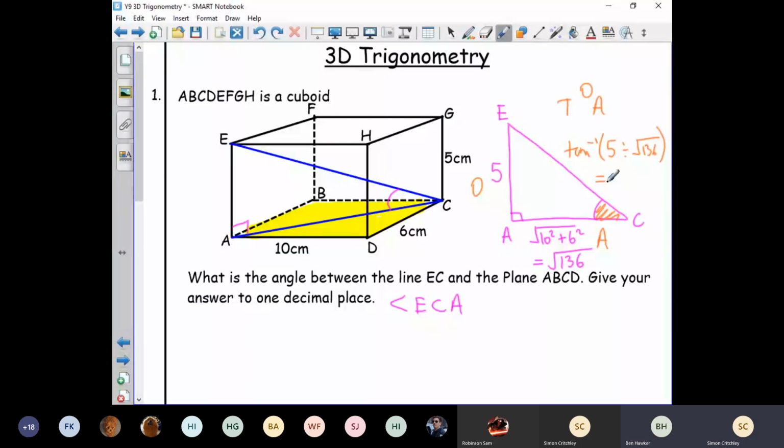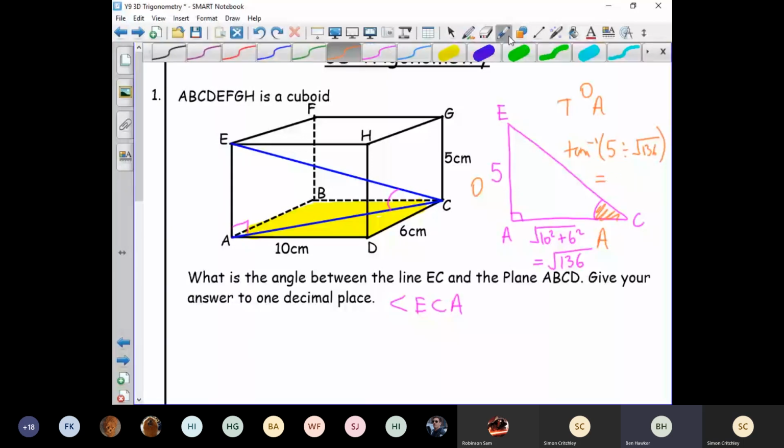Interestingly, Lola in the chat put AC is 11.66, and you've put AC as root 136. Is that not the same thing? Well, I was just thinking that a little bit like last week when we're going from one part to the next part, about how you've kept an exact form. Yeah. And Lola is completely right, I believe, of 11.66, but 11.66 is just a rounded version of root 136. But when we're using it to work out another value, it would be more accurate to keep it in exact form, as you have done.